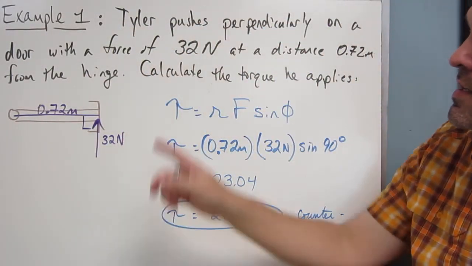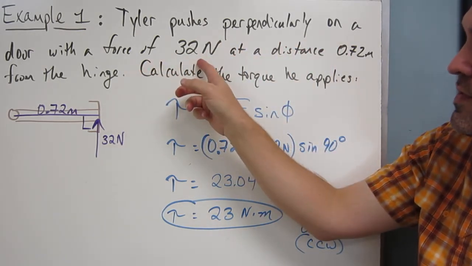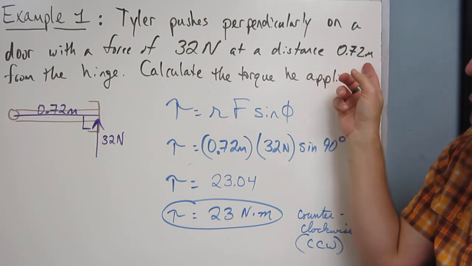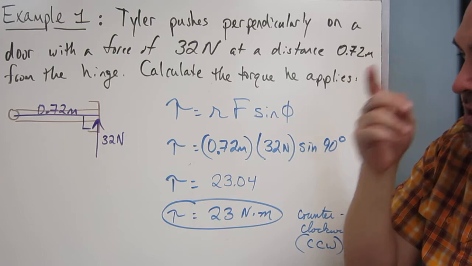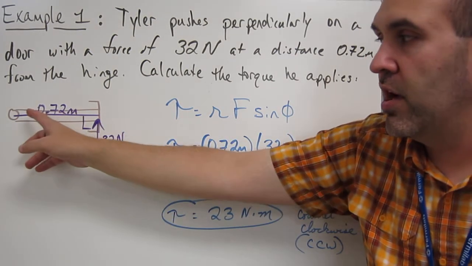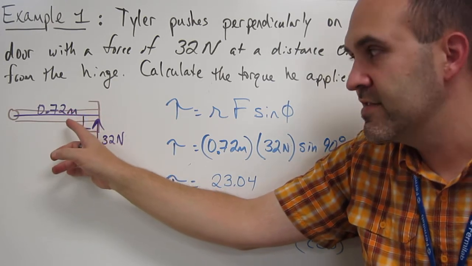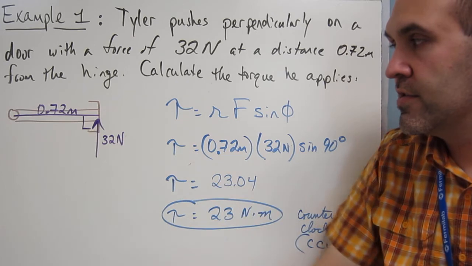Example 1: Tyler pushes perpendicularly on a door with a force of 32 newtons at a distance of 0.72 meters from the hinge. Calculate the torque he applies. So I drew a door here, I drew the distance from the hinge to where he applied the force, which is 0.72 meters, and the force is 32 newtons. I even drew the angle as a right angle, 90 degrees there.